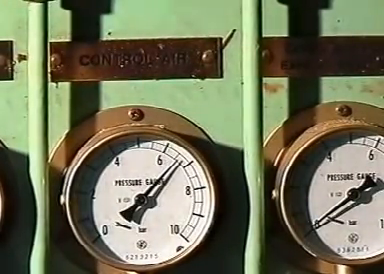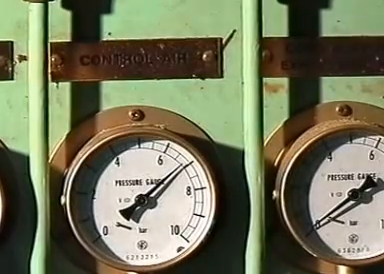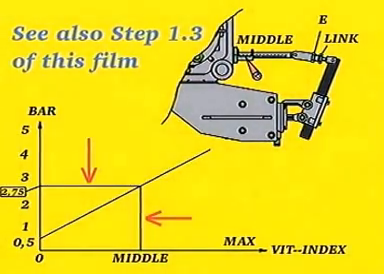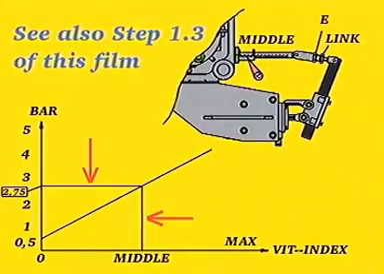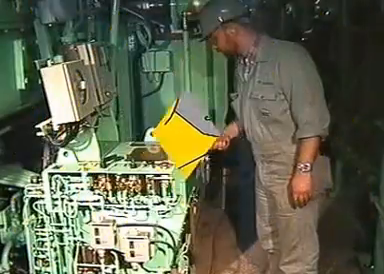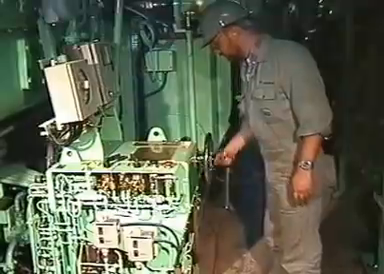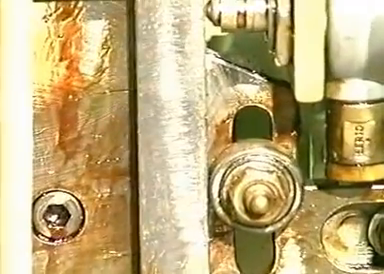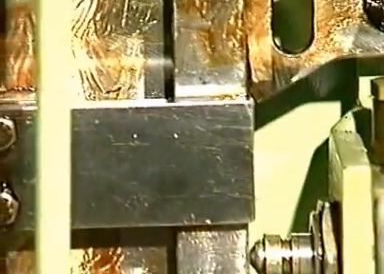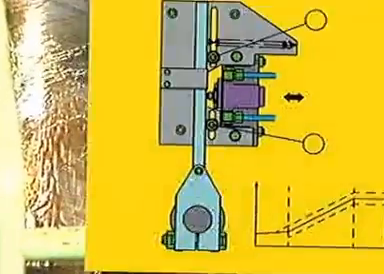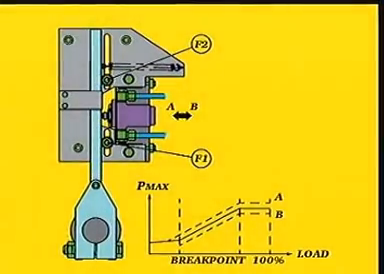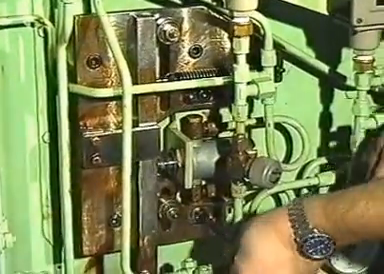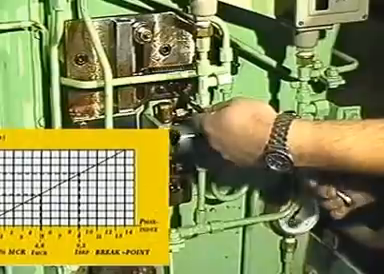If the links were adjusted in step 1.4, then adjust again so that a control air pressure of 2.75 bar corresponds to the middle value of the VIT rack. Turn the fuel regulating handle to the breakpoint position. At this position, the steel rod touches both pivoting points. Displace the pilot valve bracket until the calculated control air pressure at breakpoint is obtained.